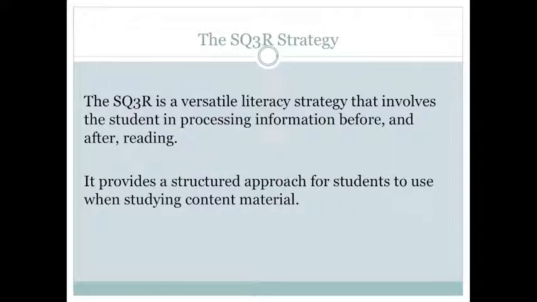The SQ3R strategy is a literacy strategy that really involves just what good reading is. It involves processing before, during, and after the reading. It was Robinson in 1946 who came up with this strategy, based on the information processing systems of cognitive theory, which said that the more times we look at a text, and if we go through different acts with that text, the more likely we are to move the information from our short-term to our long-term memory.